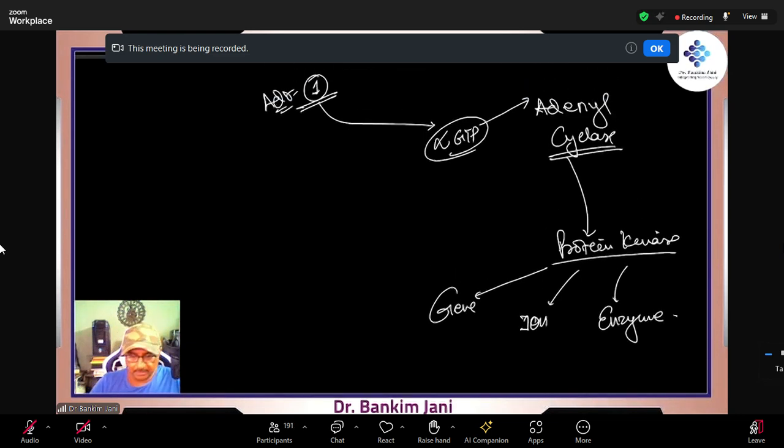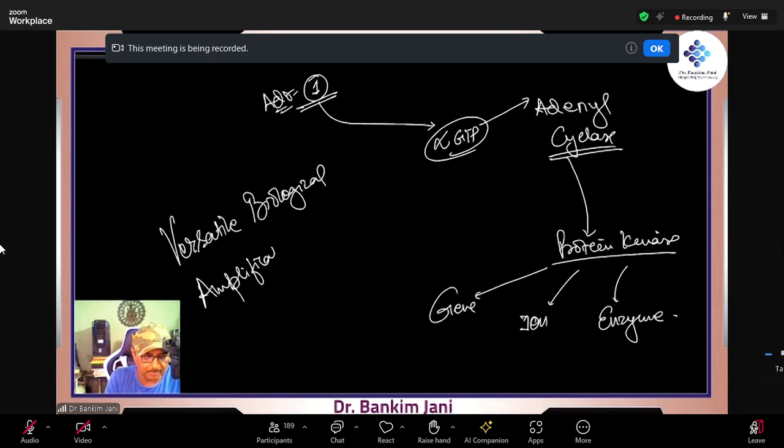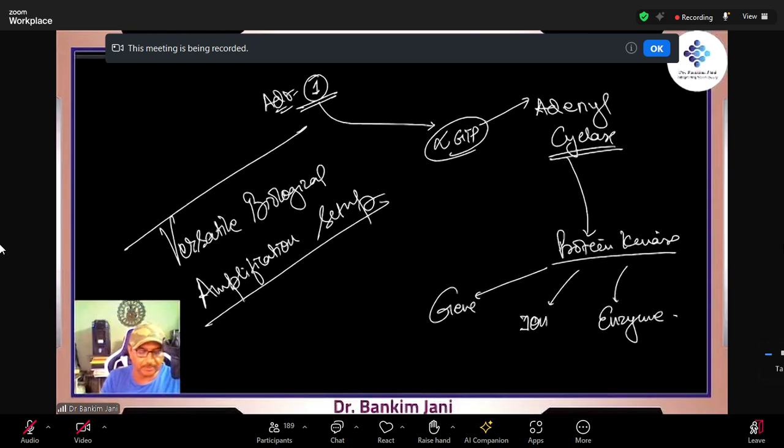So here, if you see what is happening, it is actually activating multiple areas. And that's why this system is also called versatile. Versatile means it is acting on one and its effect is going to so many areas. Versatile biological amplification setup, or the system. So this is what is getting done. A small stimulus is making major changes.